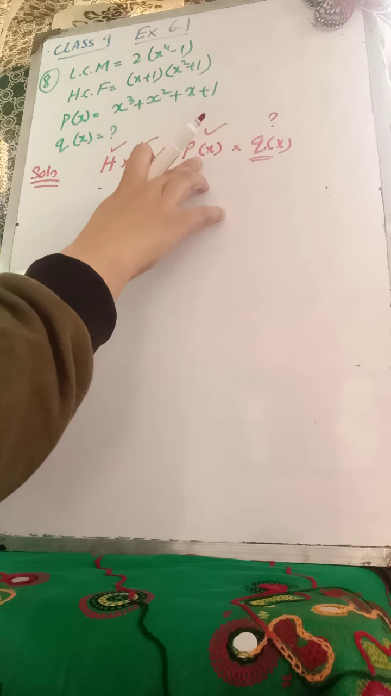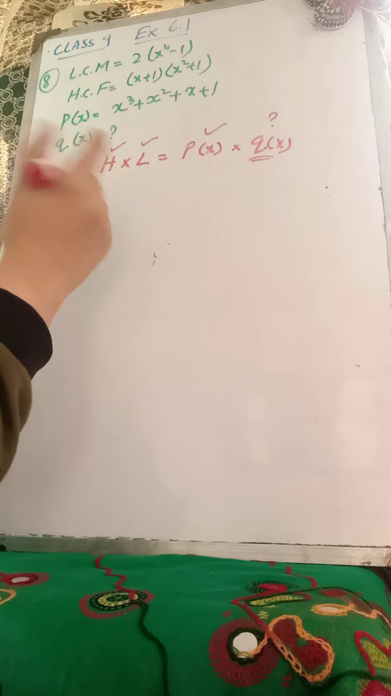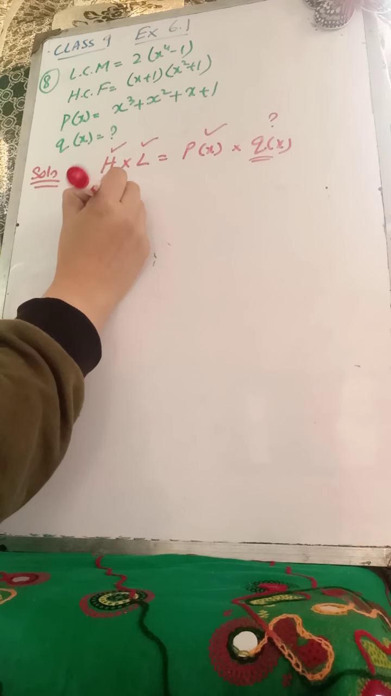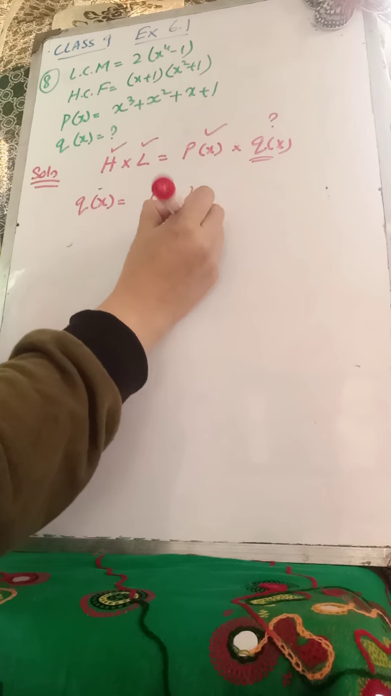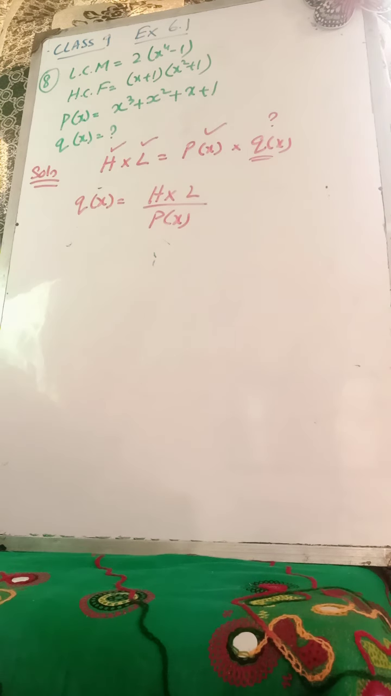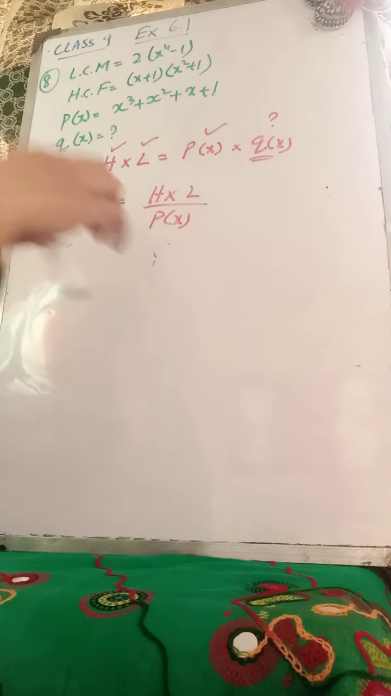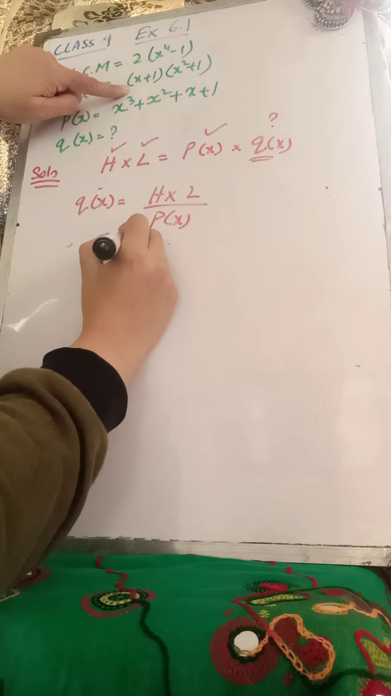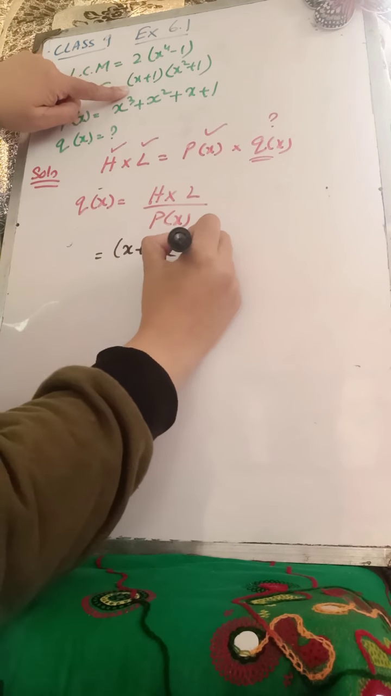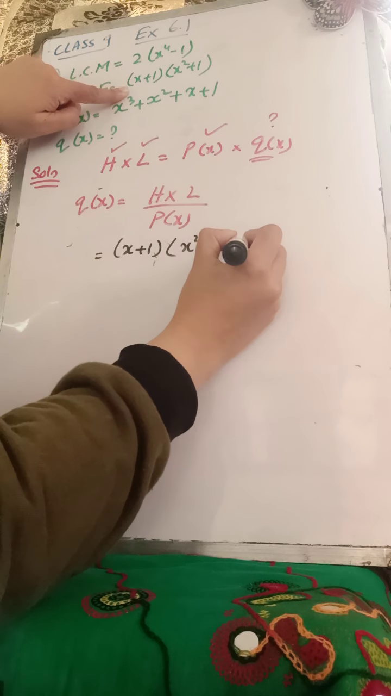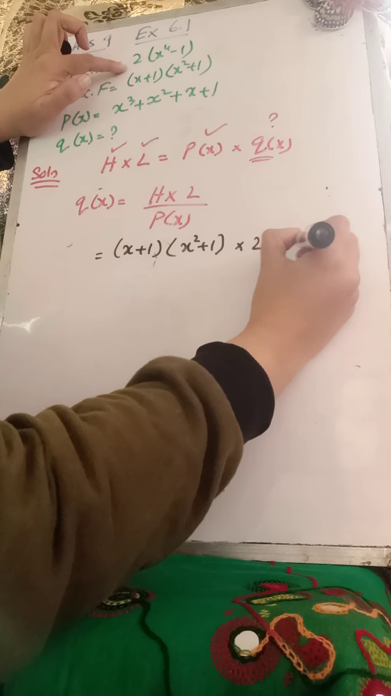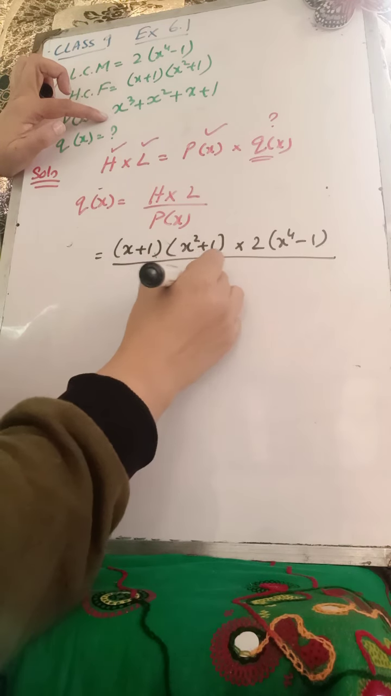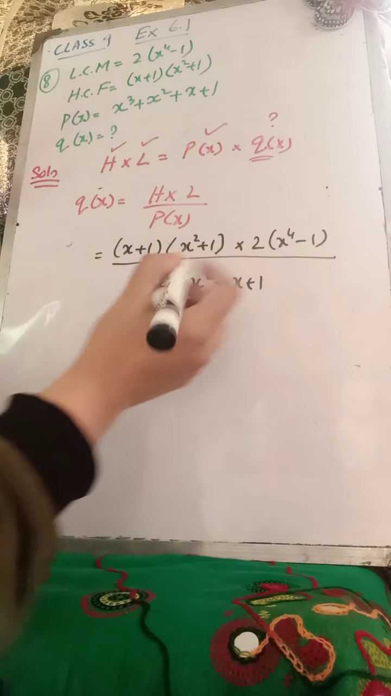In order to find this, I am going to shift P of X to this side. So we will have the formula Q of X is equal to H into L over P of X. Putting the given values in this expression, H is x plus 1 into x square plus 1, into LCM, which is 2 into x raised to power 4 minus 1, and we have to divide it by this expression x cube plus x square plus x plus 1.